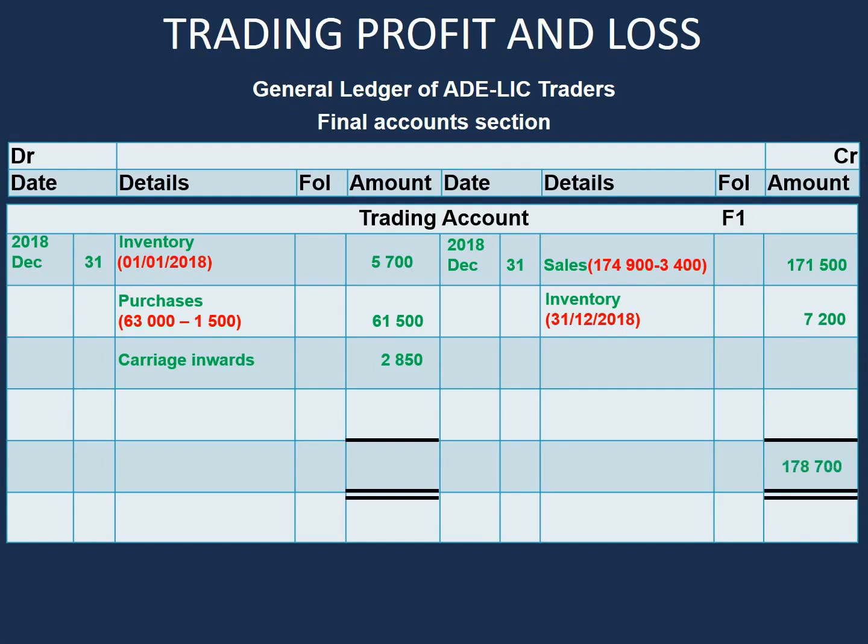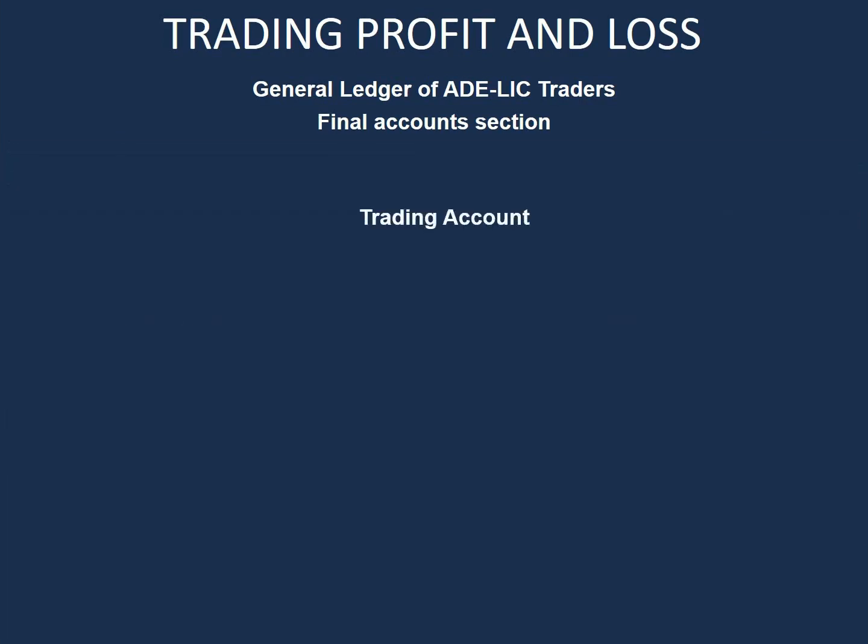So we add up our credit side and then we will get 178,700, and then we bring that amount to our debit side, and then now we subtract all of the amounts on the debit side from our 178,700, and that will be our gross profit. So now after we have calculated our gross profit, we will use that amount as our starting point for our profit and loss account.